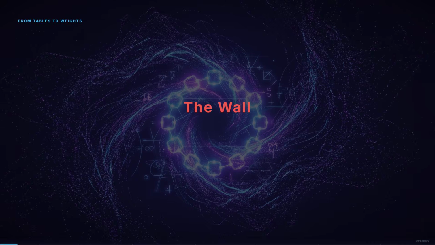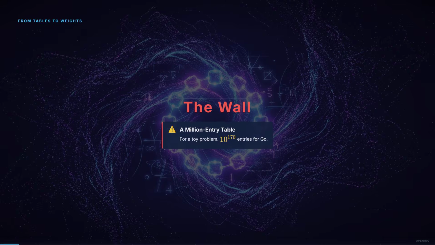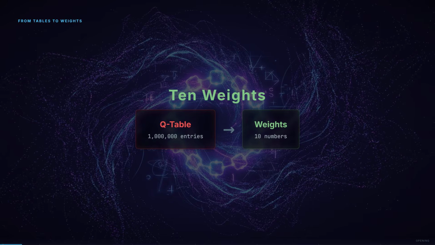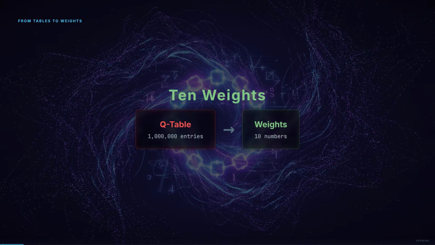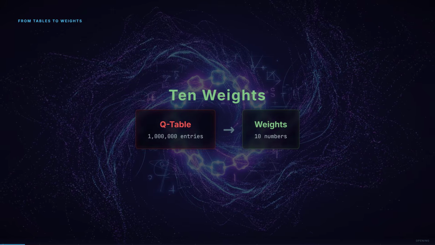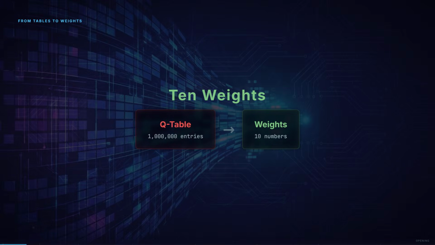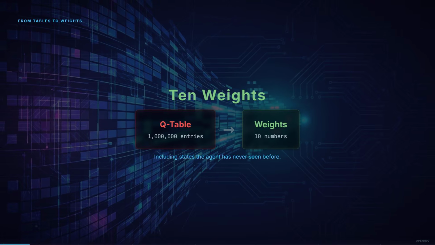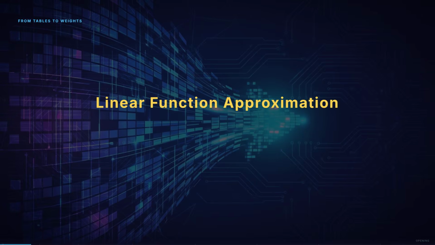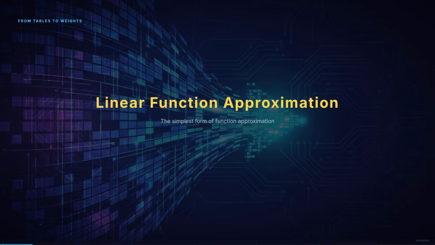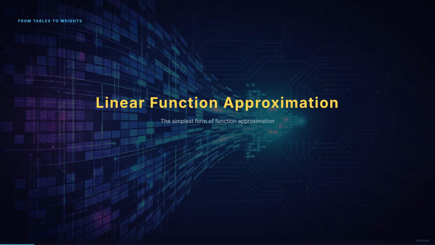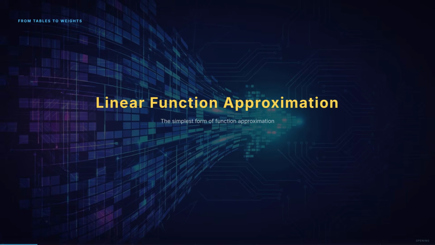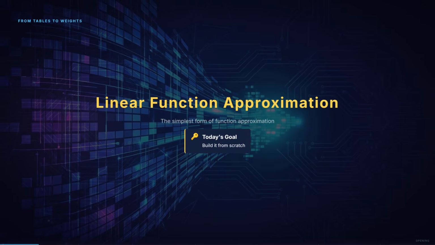But what if you didn't need a table at all? What if you could replace a million entries with just 10 numbers? 10 weights, learned from experience, that approximate the value of any state the agent encounters. Not just the states it's visited, but states it's never seen before. That's not a hypothetical. That's linear function approximation. It's the simplest form of function approximation, and it's powerful enough to solve problems that tables never could. Today we'll build it from scratch.